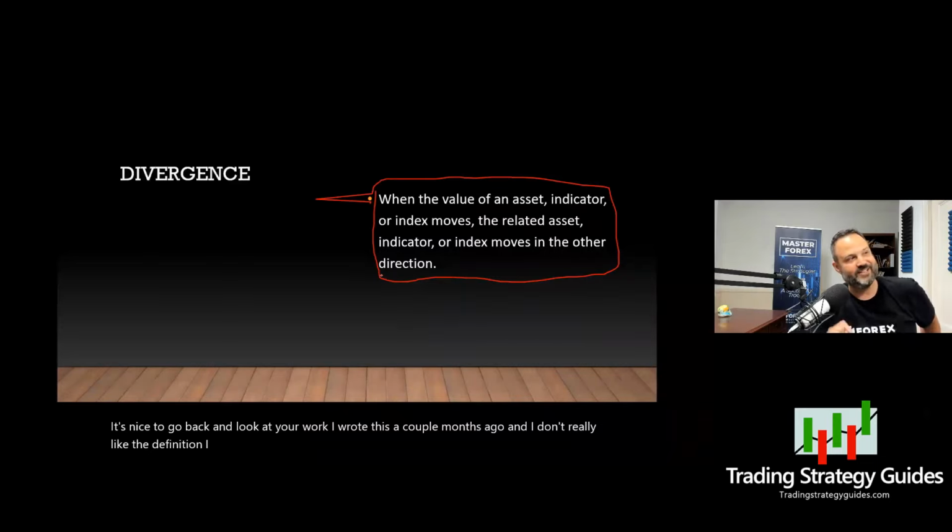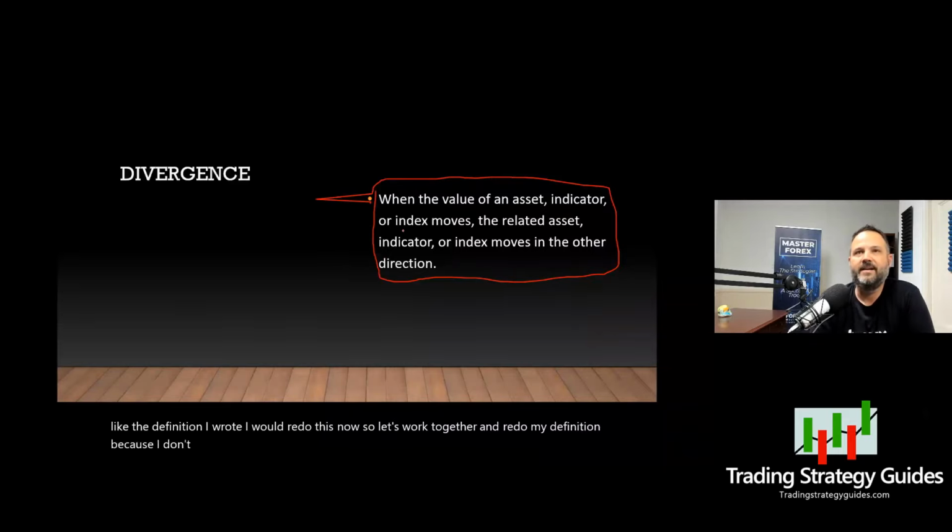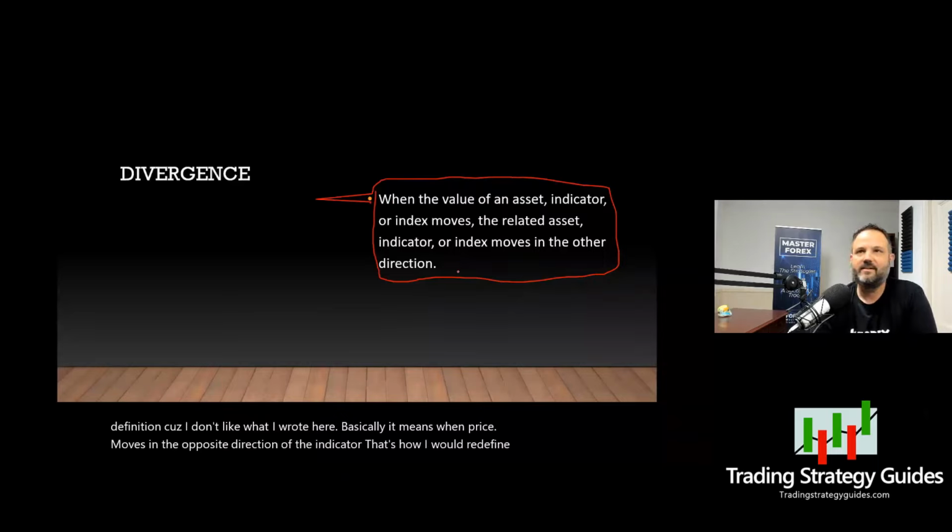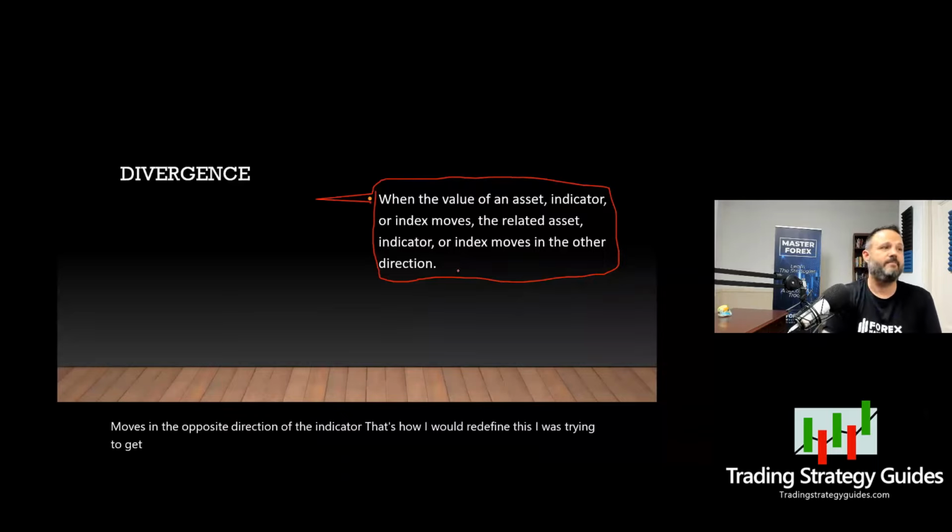I would redo this now. So let's work together and redo my definition because I don't like what I wrote here. Basically, it means when price moves in the opposite direction of the indicator. That's how I would redefine this. I was trying to get too complicated, but when price is moving in the opposite direction of the indicator, that is when divergence happens.